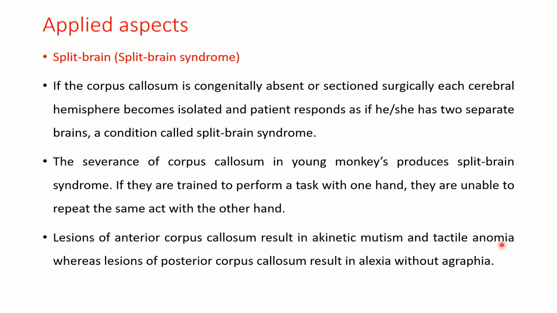And there is tactile anomia, that means the person is unable to identify any objects with the hand. And lesions of the posterior corpus callosum result in alexia without agraphia. Alexia means unable to comprehend the words, without agraphia. So writing is intact. He can write, but he cannot identify the words or comprehend the words. That is alexia without agraphia.